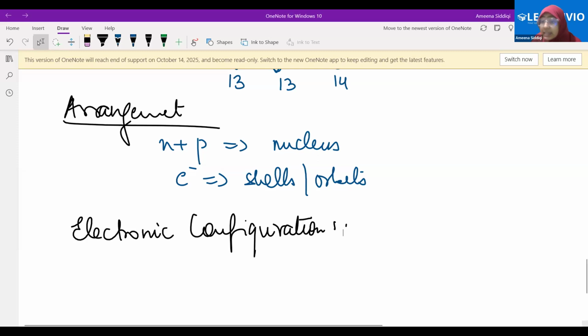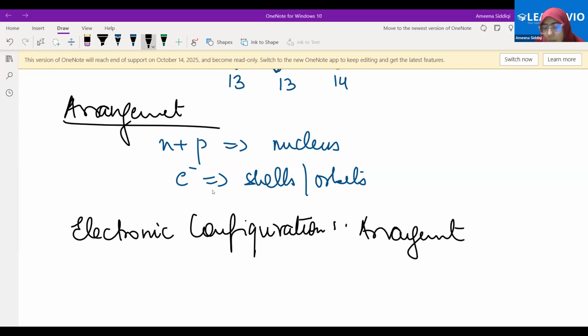Yes, ma'am. Therefore, in an atom, what is causing the difference mainly? It is the arrangement of electrons, which is mainly giving a different characteristic to the atom. Is that clear? And we'll see by example. What is electronic configuration?